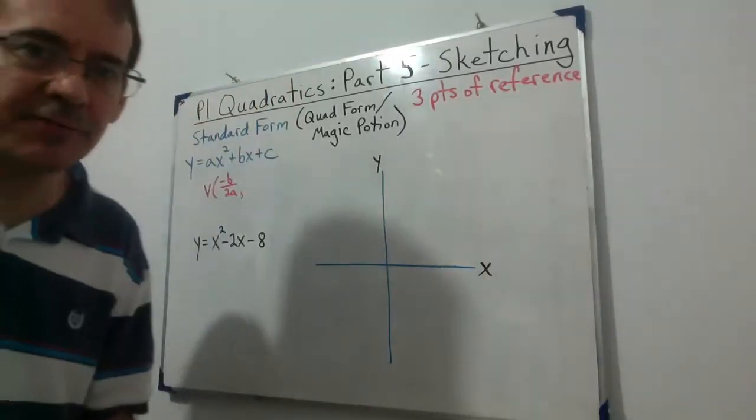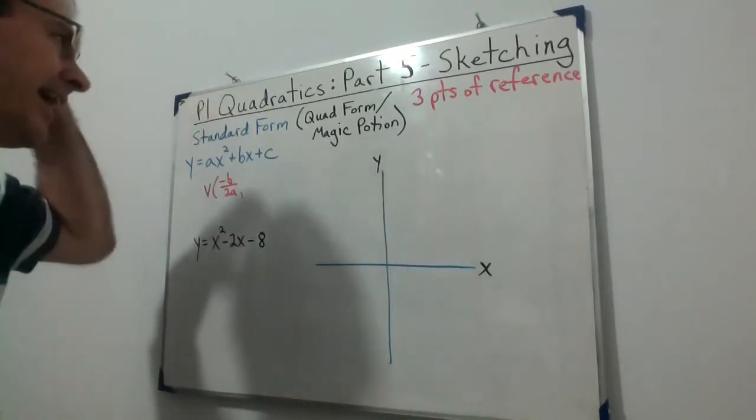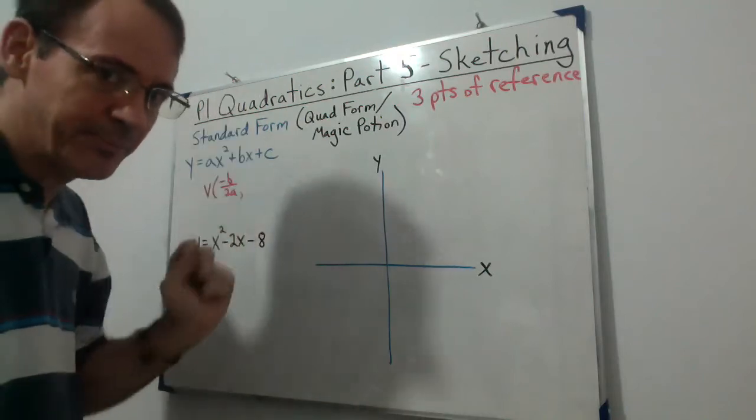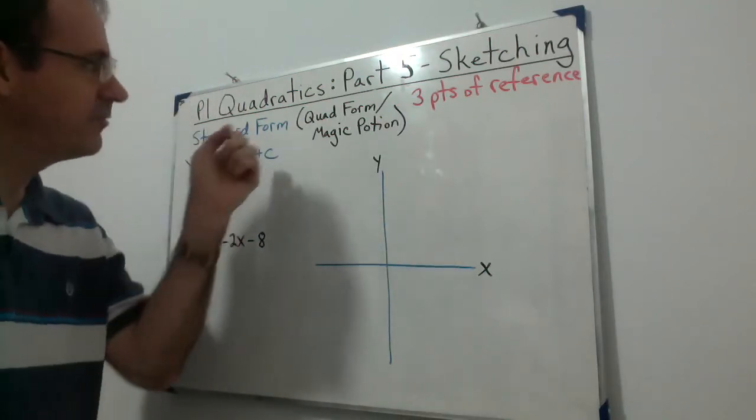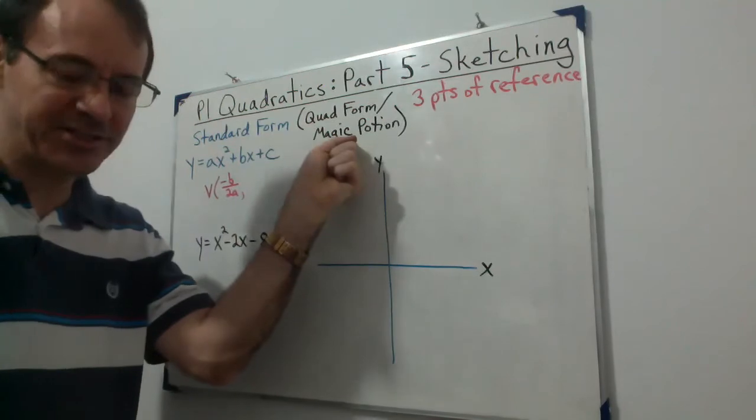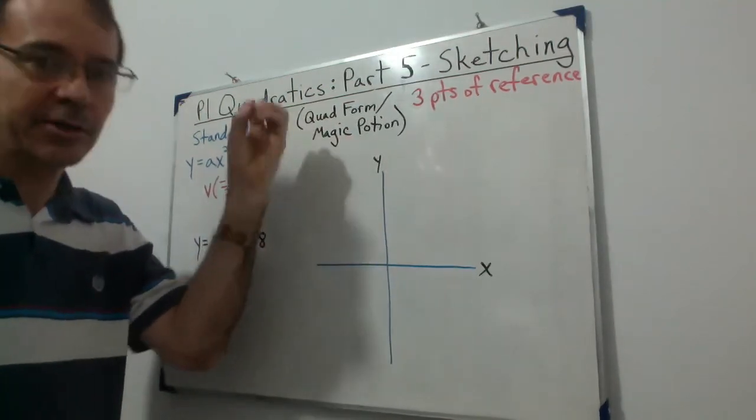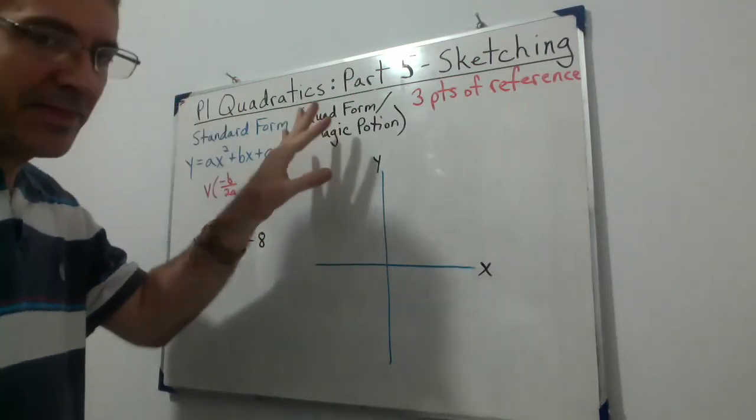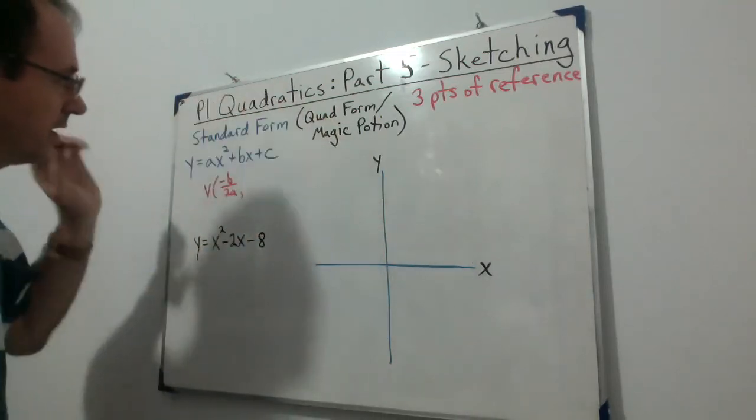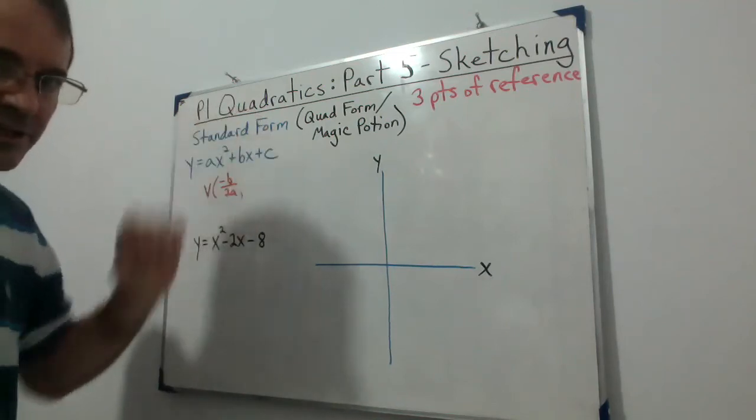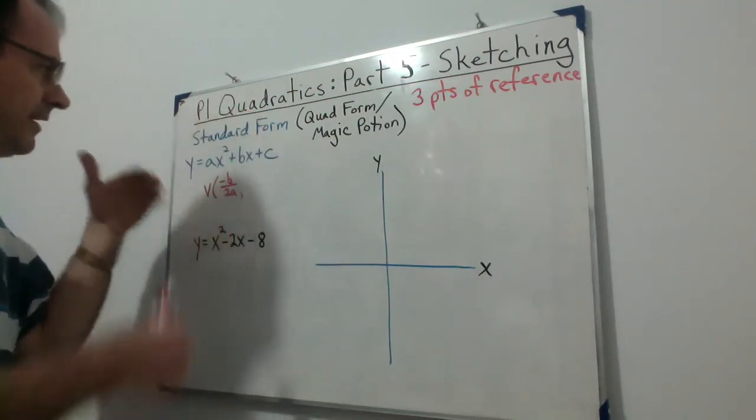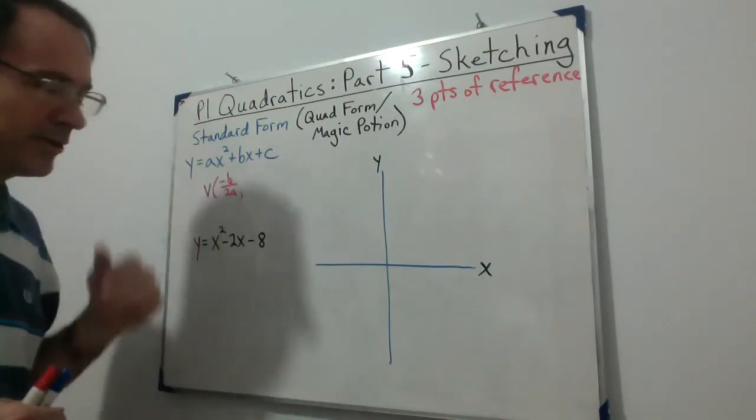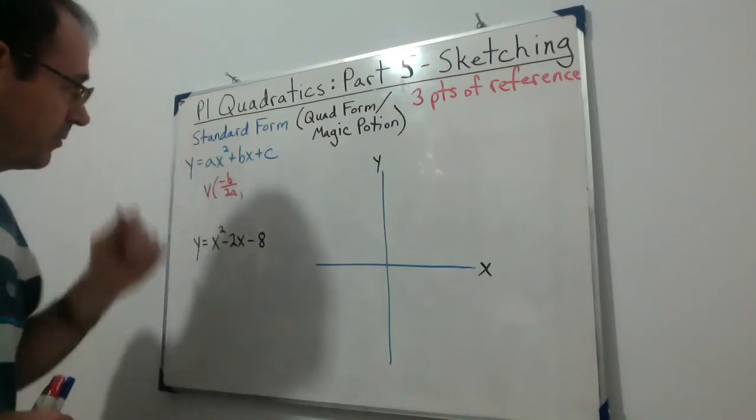Okay, here's our third and final form for quadratics. Just like factoring we covered in part 1, and complete the square we covered in part 2, in part 3 we covered the quadratic formula and the magic potion. Both of them basically do the same thing. Those come off of the standard form. The standard form is really just general. It might even be called the general form, sometimes general form or standard form.